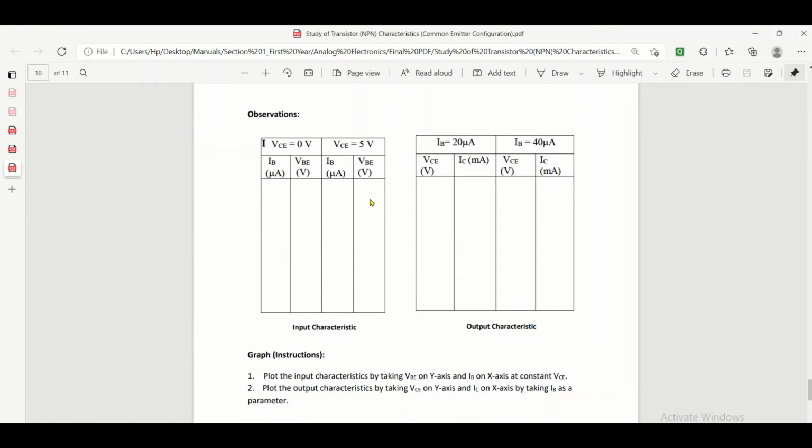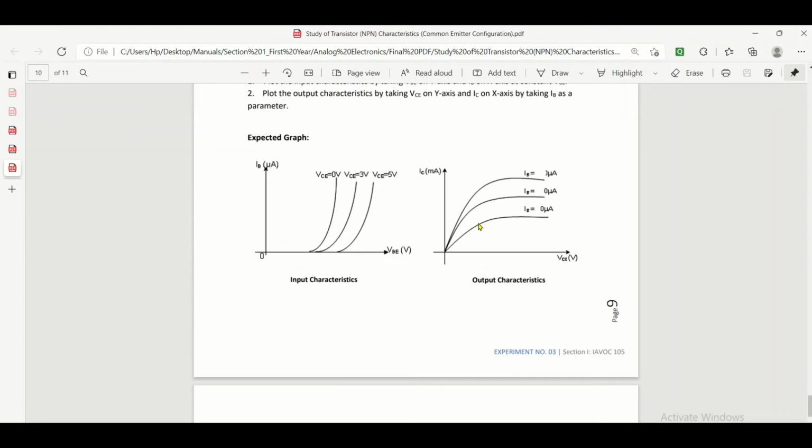Okay, so these are the observation tables. You can see for input characteristic for different values of VCE you are recording IB and VBE, and in case of output characteristic for different values of base current you are recording VCE, that is the collector to emitter voltage, and collector current. Finally you have to plot the graphs.